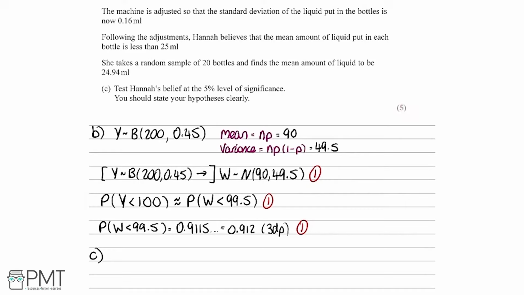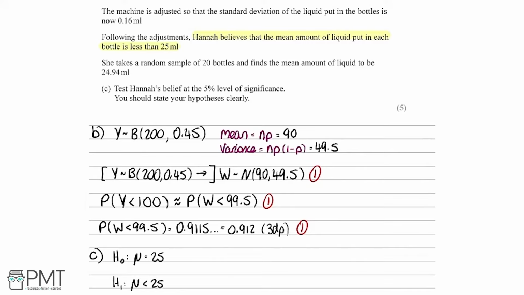And this is for 5 marks. So first we're going to state our hypotheses. Our null hypothesis, H0, is that mu, the mean, equals 25. We're referring back up to this line, where it says that Hannah believes that the mean amount of liquid put into each bottle is less than 25. So for the null hypothesis, we're going to assume that it's not less than 25. We're going to assume that actually it is 25. And the alternative hypothesis is what Hannah believes, H1, that the mean is less than 25.